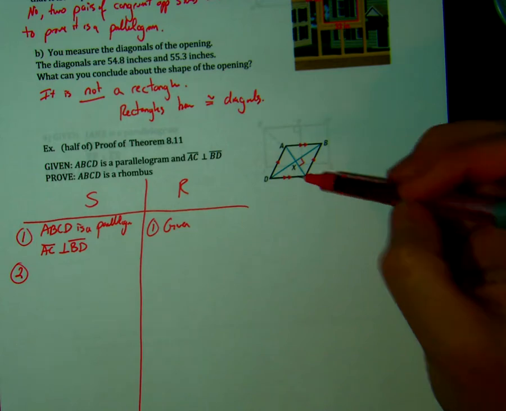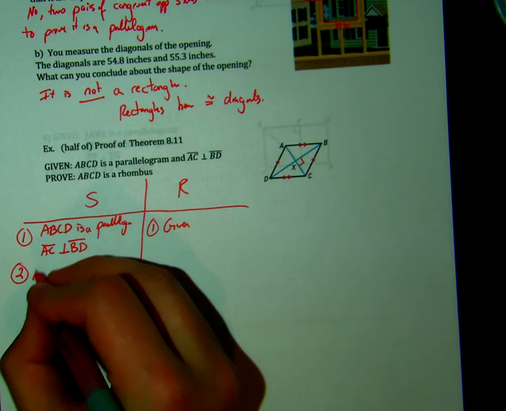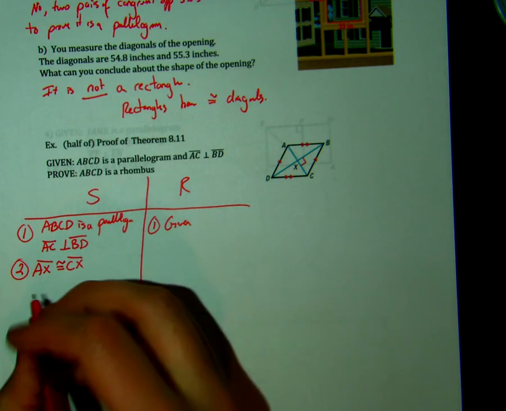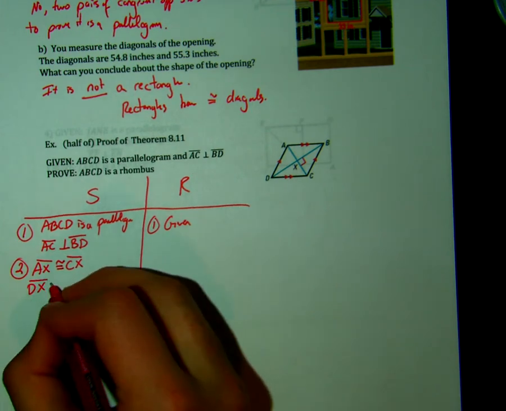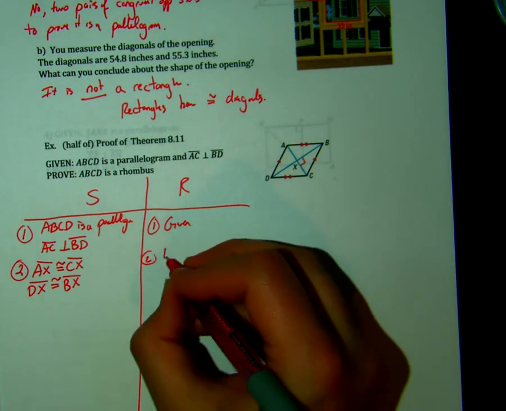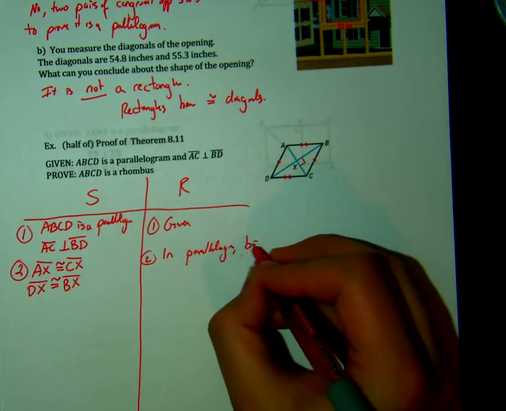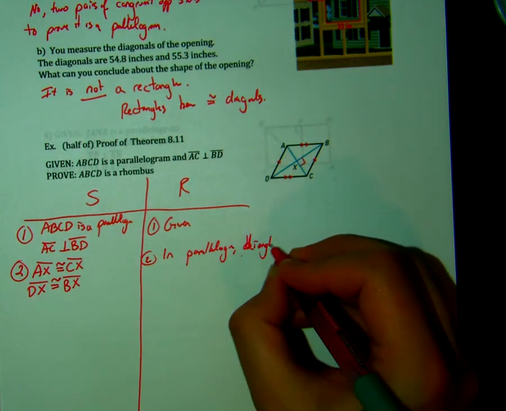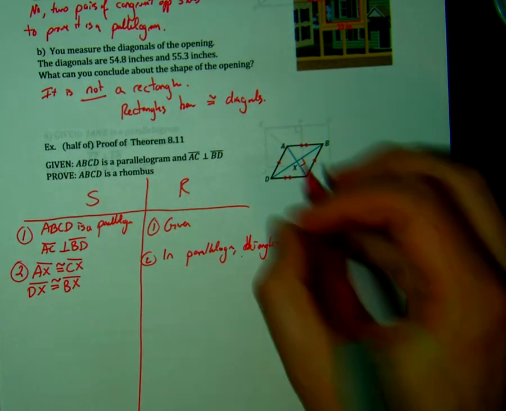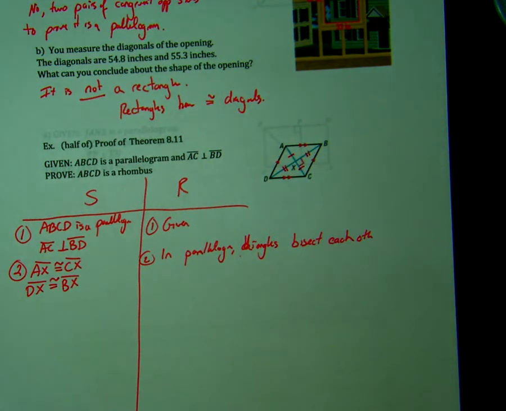So we also know that in a parallelogram, the diagonals bisect each other. So that means in this case that AX is going to be congruent to CX. And it also means that DX is going to be congruent to BX. Okay? And this is because in a parallelogram, the diagonals bisect each other. Okay, so we get this point X is the midpoint of each of those diagonals.